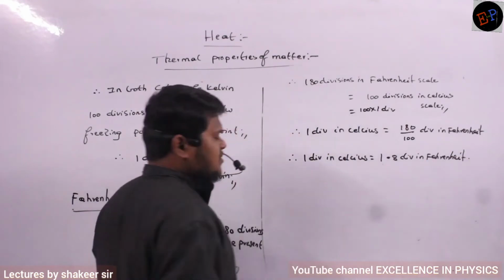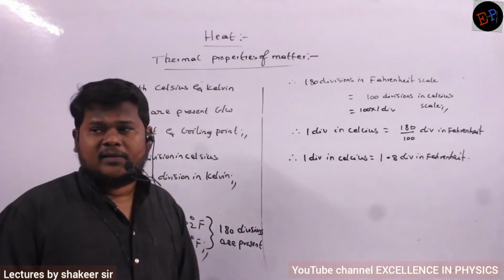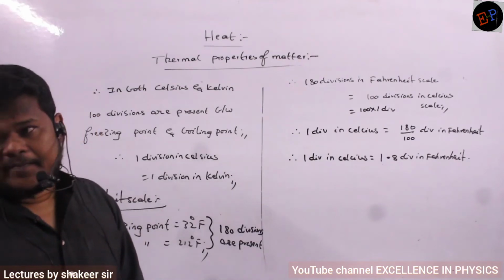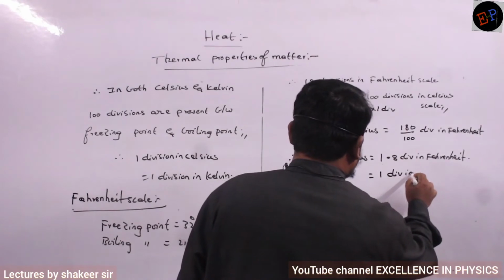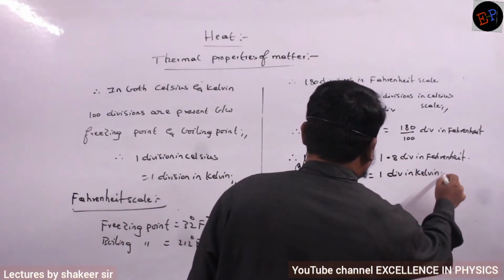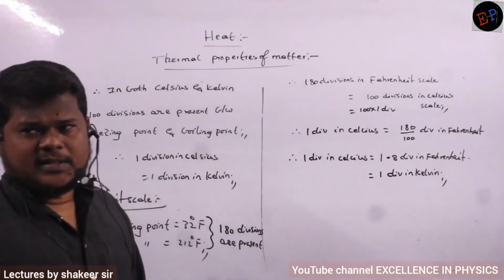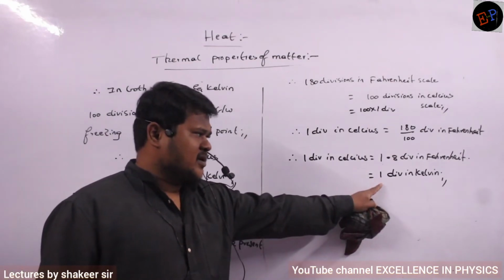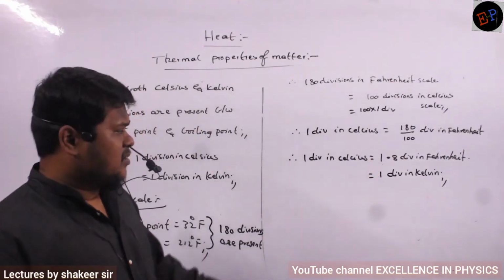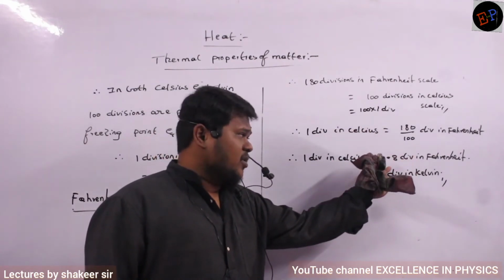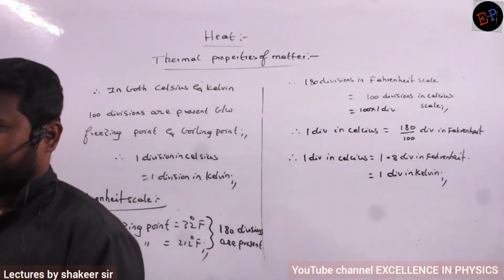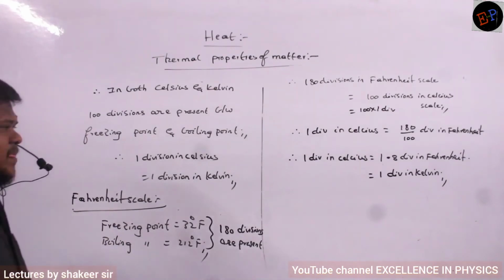Are you able to understand now what is happening? And how many divisions in Kelvin? In Kelvin? One division only. That's what we studied, no? 1 division in Celsius and 1 division in Kelvin, both are the same. But 1 division in Celsius is equal to how many divisions in Fahrenheit? 1.8 divisions in Fahrenheit. Is it clear?